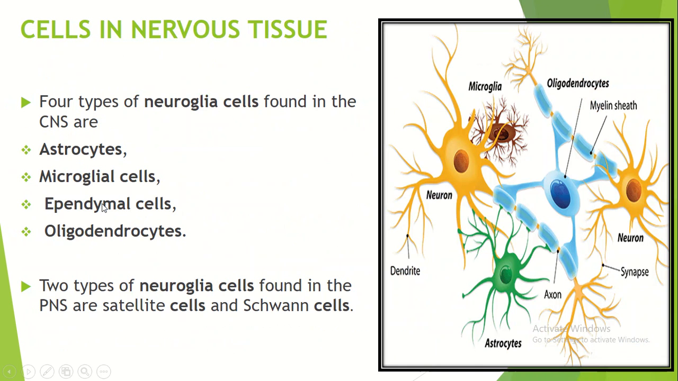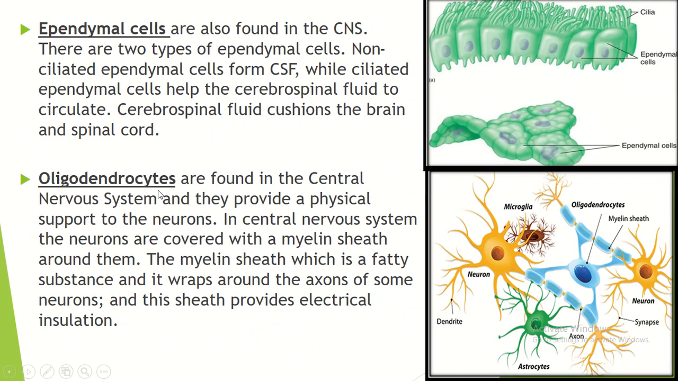So you might be thinking we are discussing so many things. What are the central nervous system cells? Astrocytes, the star-shaped cells, the microglial cells. Now we are going to see about the microglial cells. The ependymal cells, the ciliated and the non-ciliated, and the oligodendrocytes, which provide physical support. So now we are going to see about the microglial cells.